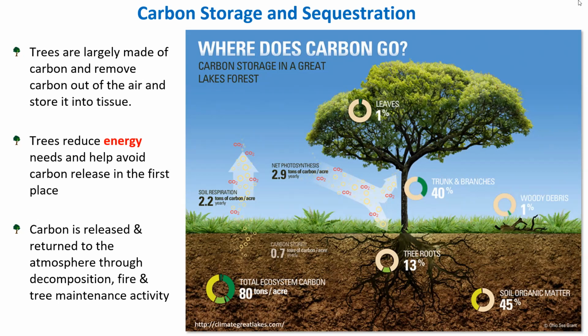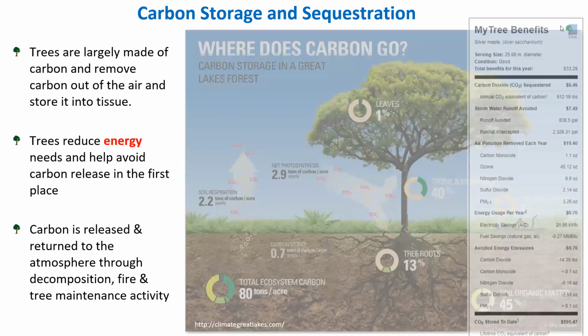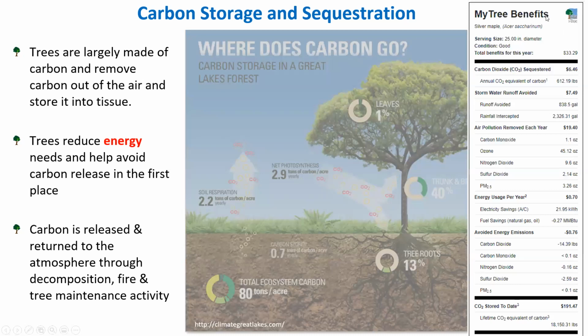And then, you can see here, this is just an example of the MyTree report. We will provide you with information about how much carbon dioxide is sequestered by that tree, as well as the monetary value. And then down below, we estimate how much carbon has been stored to date. So based on the species and the size of that tree, approximately how old that tree is, we can actually estimate how much carbon that tree has stored over its lifespan to date.